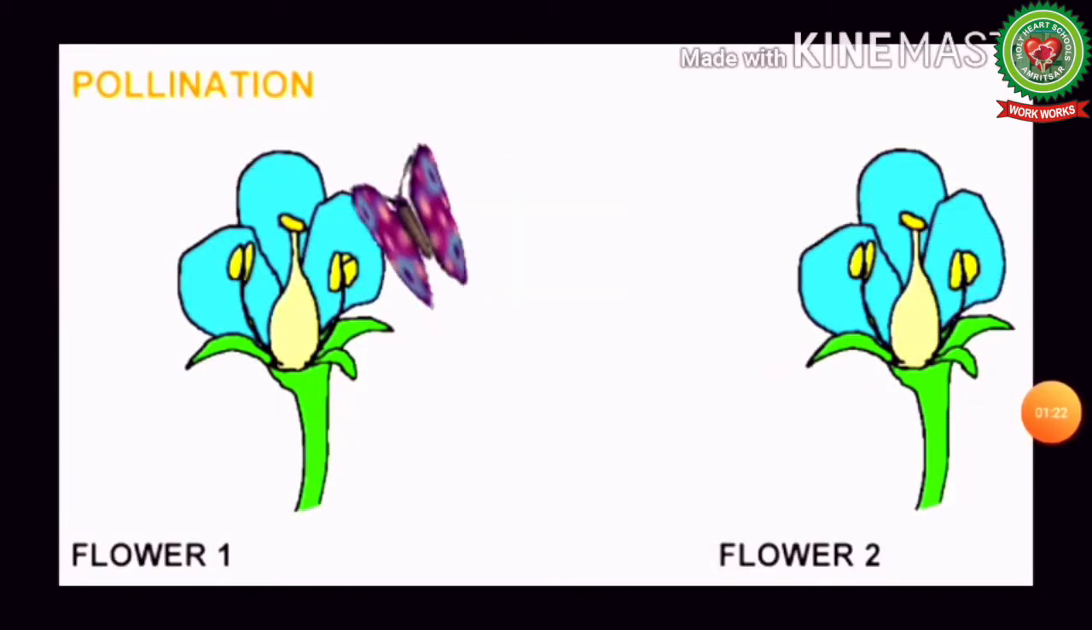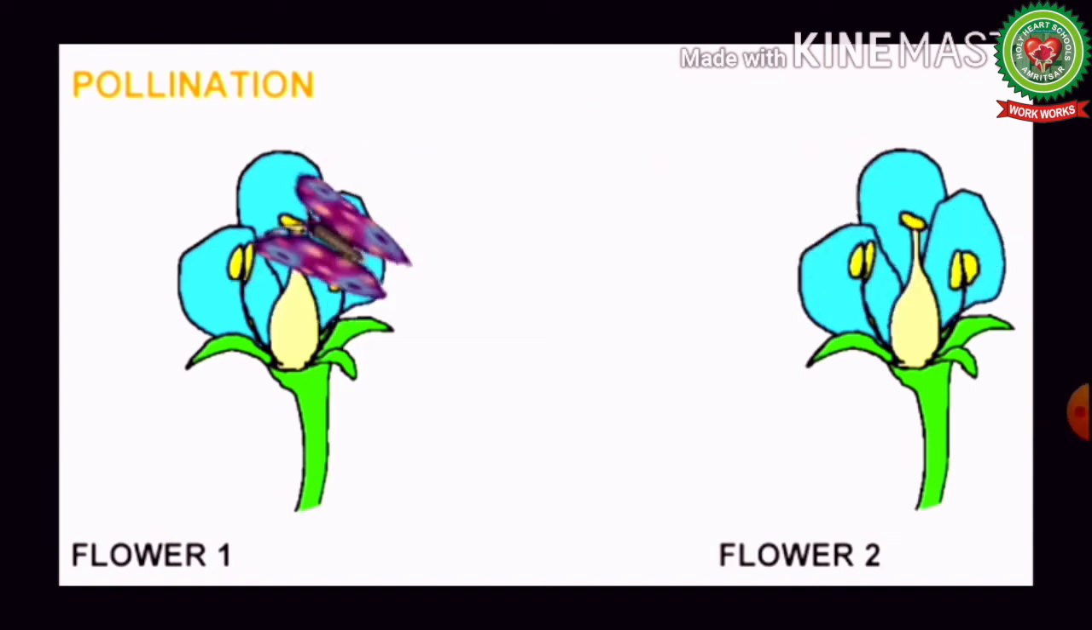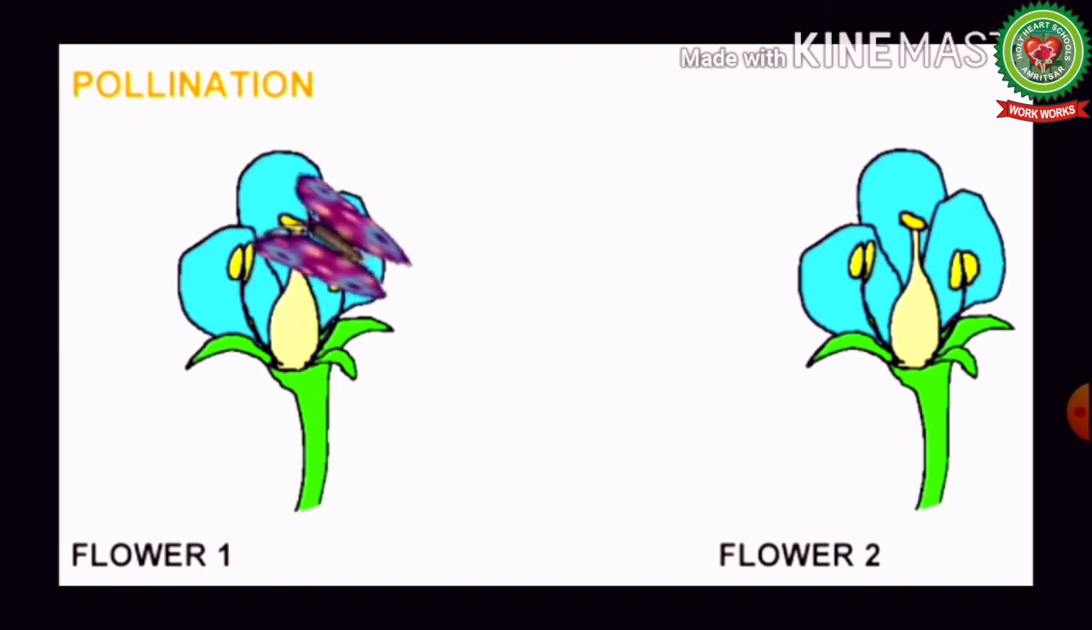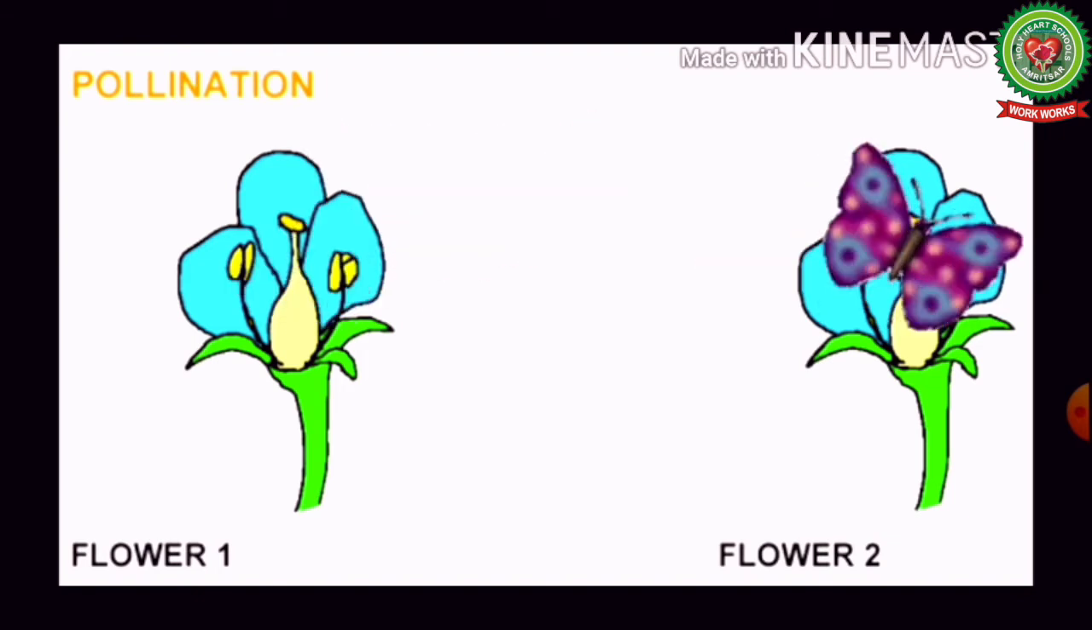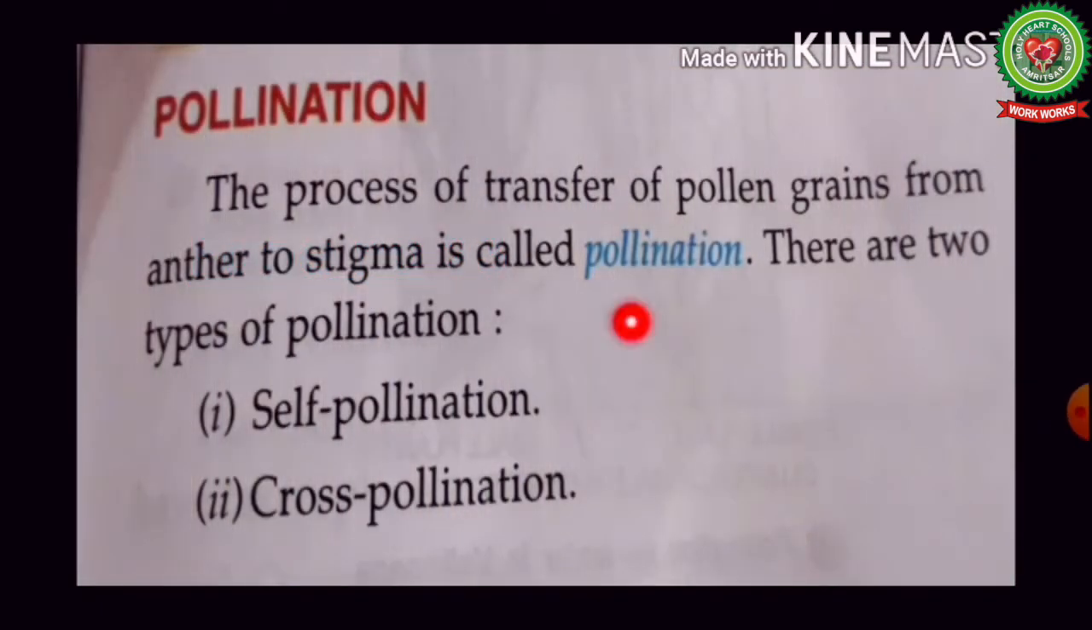In this diagram, you can see pollen grains are transferred from an anther to stigma of a flower. And this transfer of pollen grains from an anther to stigma of a flower is called pollination. Now student, come to the page number 23 and start the reading of this chapter. Pollination is process of transfer of pollen grains from an anther to stigma of a flower. There are two types of pollination, self-pollination and cross-pollination.